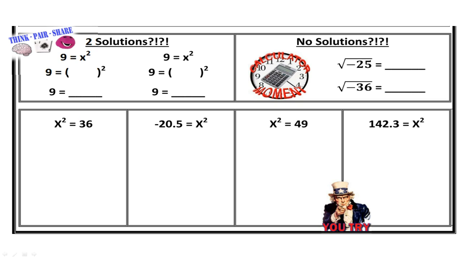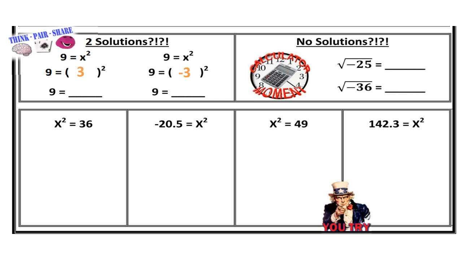To prove why there's 2 solutions, try this think, pair, share. Plug 3 in for x and plug negative 3 in for x. When we substitute these 2 solutions back in, evaluate and see what the final answer is. Also, in your calculator, try square root of negative 25 and square root of negative 36. Write the answer that your calculator gives in the space to the right of each square root.